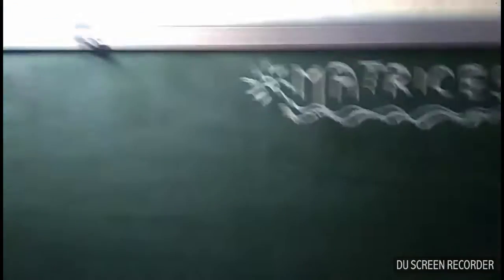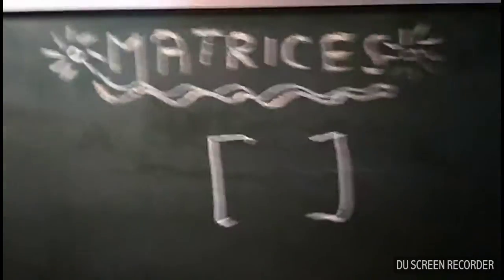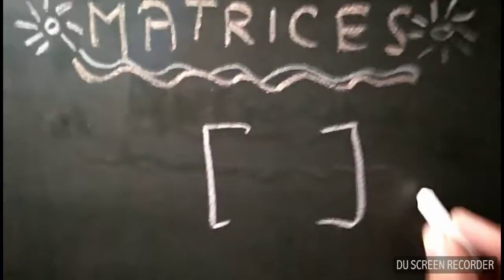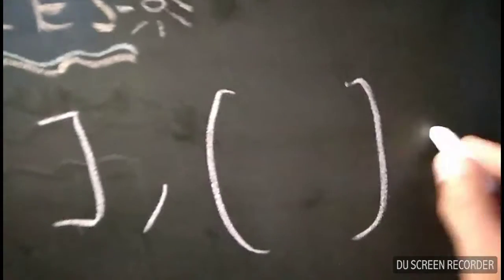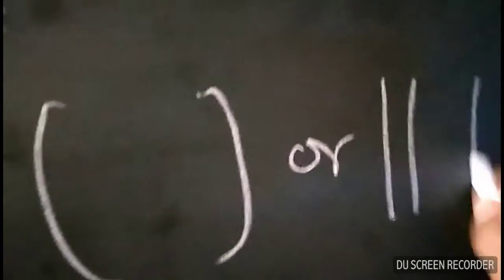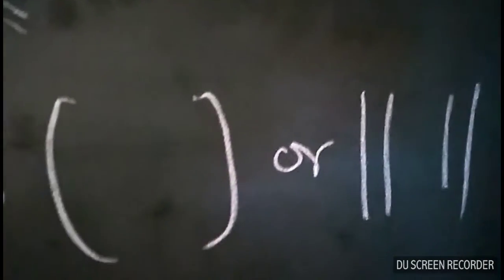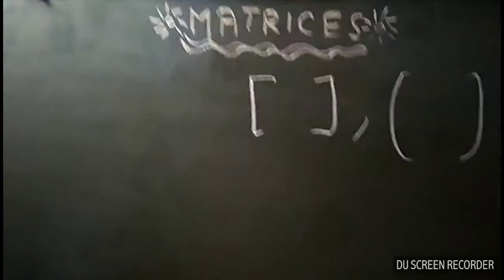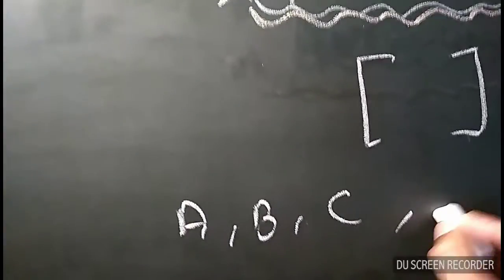In general, those numbers which form a matrix are written by the notation here. There are so many representations of matrices, that is this bracket and this bracket or this modulus. Usually matrices are represented by capital letters such as A, B, C, etc.